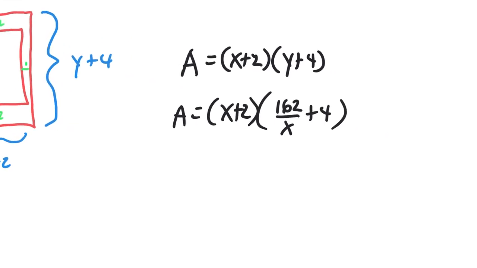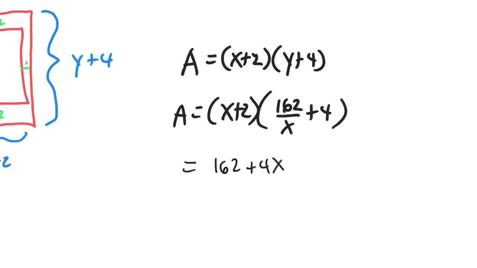Now we can FOIL it. First times first would give us 162. Outer times outer would give us 4x. Inner times inner would give us something over x. 2 times 162 happens to be, drum roll, 324. Last times last gives me an 8. So we have that.